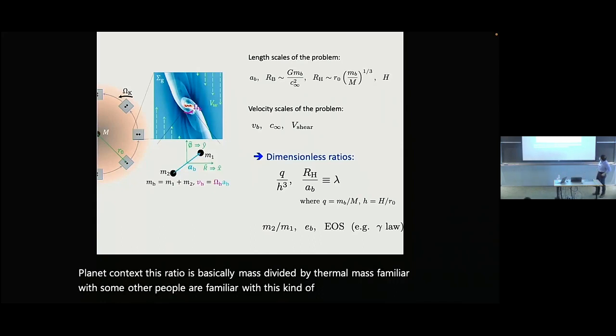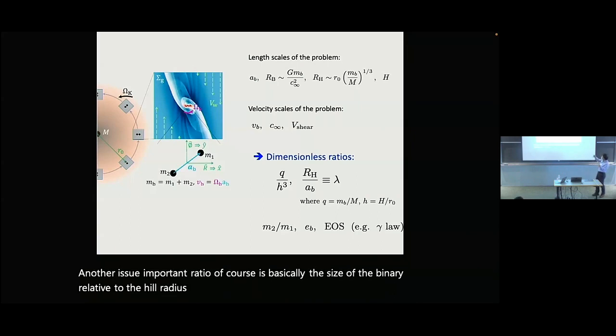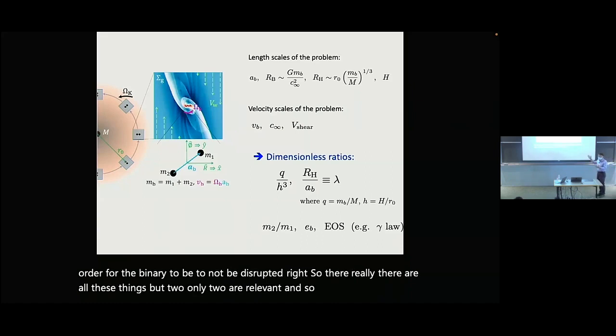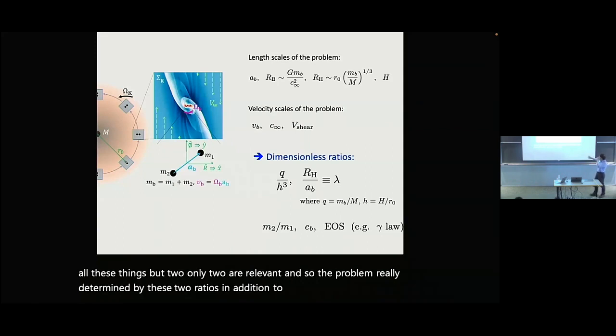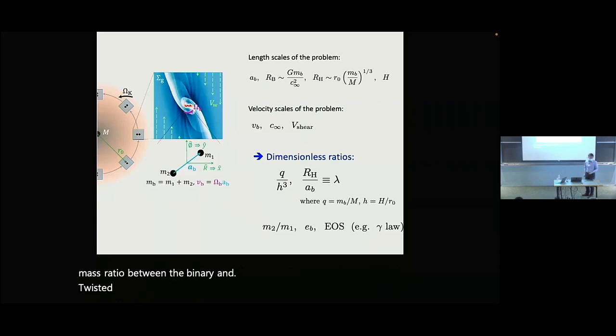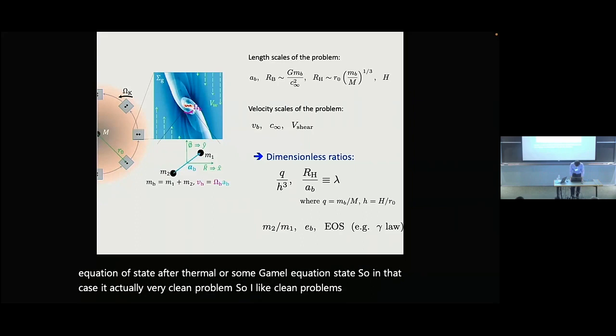The other important ratio is basically the size of the binary relative to the Hill radius. It's R_H divided by a_B, called lambda. And that, of course, should be greater than at least a few in order for the binary to not be disrupted, right? So there are all these things, but actually only two are relevant. And so the problem really depends on these two ratios, in addition to the other obvious parameters like the mass ratio of the binary, the eccentricity of the binary, and then the equation of state. If we only do a simple equation of state, isothermal or some gamma law, then it's actually a very clean problem. So I like clean problems.